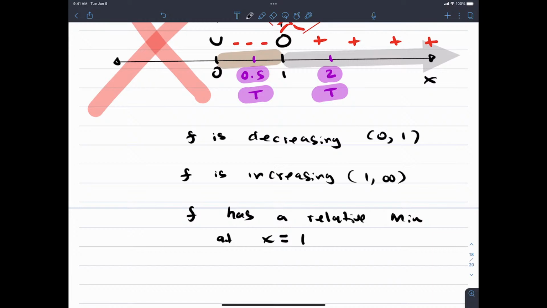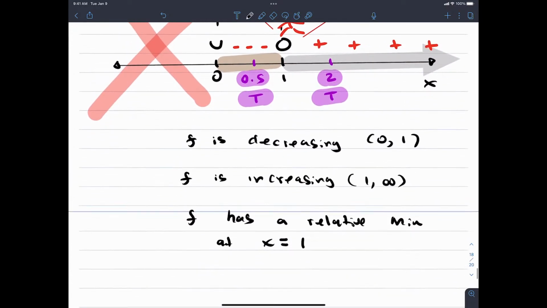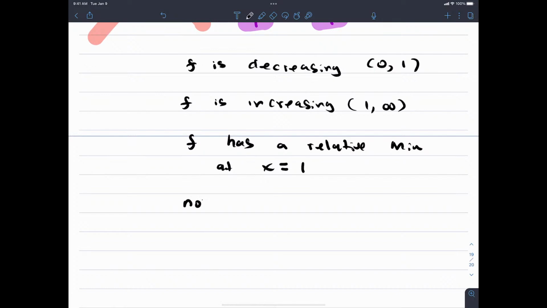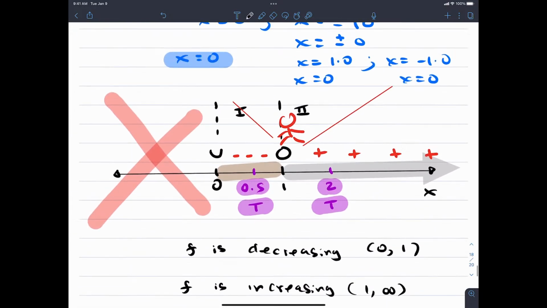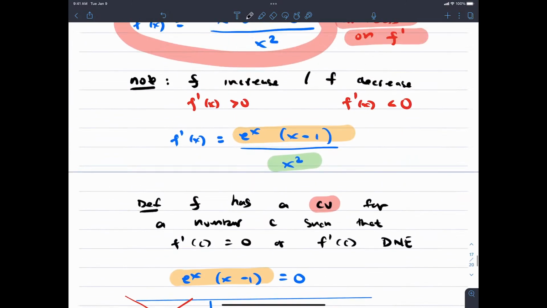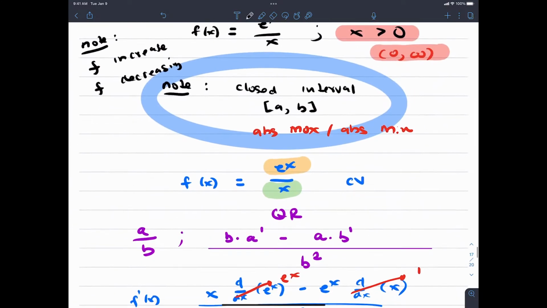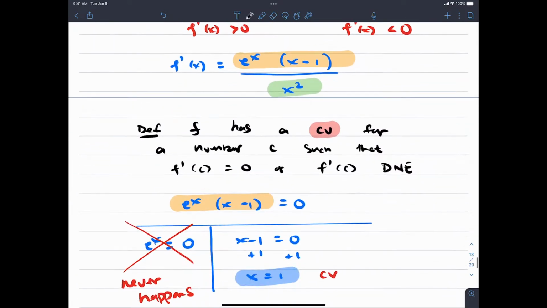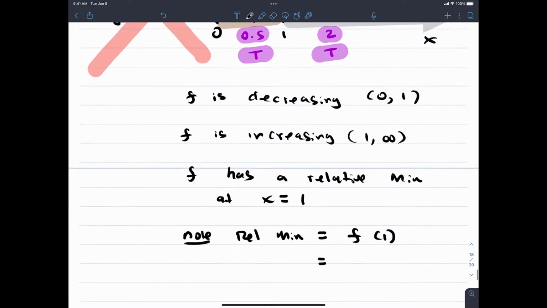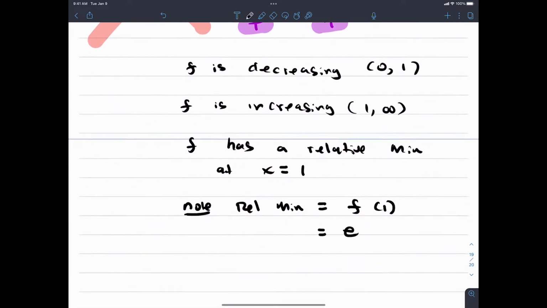That's not the relative min. It has a relative min. And let's note, what is the relative minimum value? That's really f of 1. So you're going to have to know what f is. They gave it to you. So you plug in a 1. Is that e to the 1 over 1 or just e? It's just e. So the relative minimum value, ladies and gentlemen, is equal to what? e.